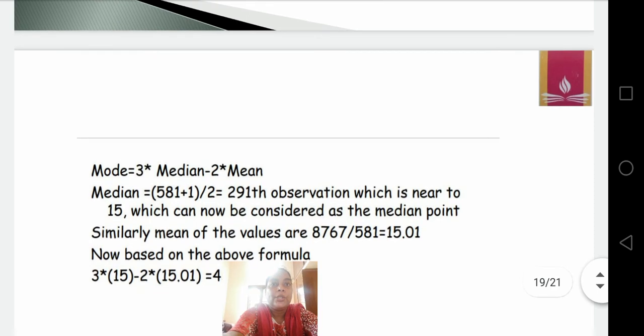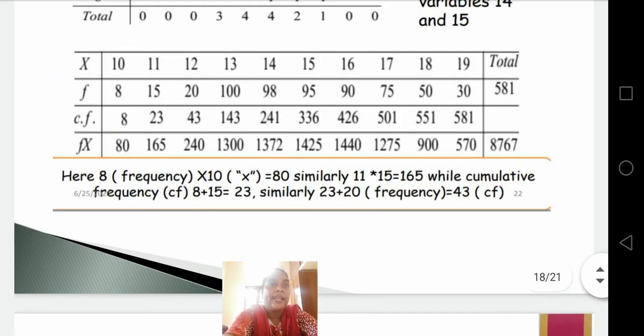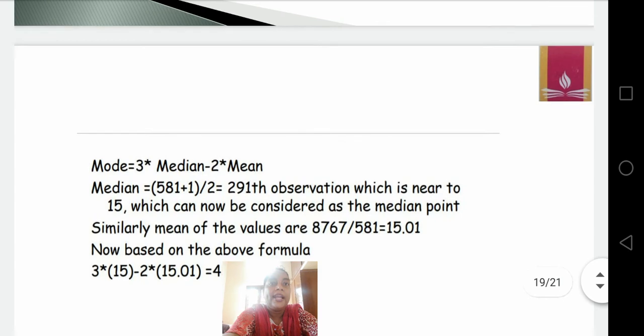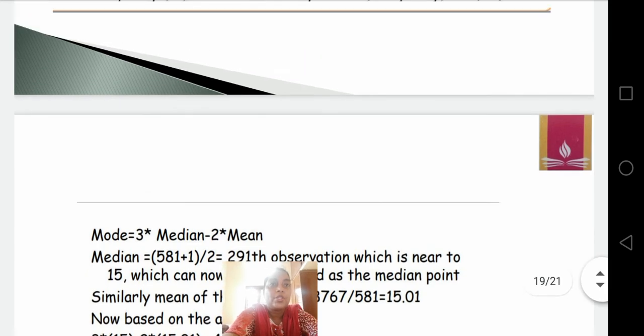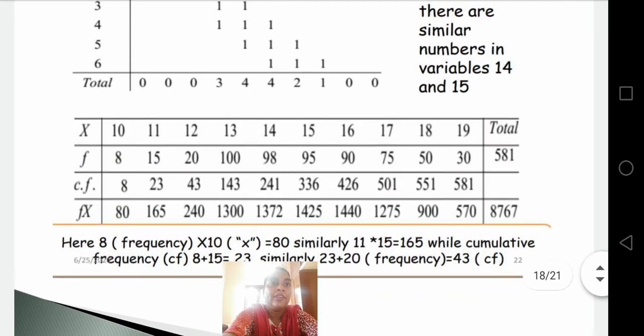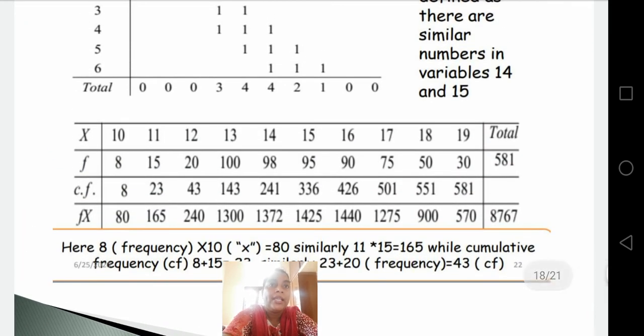Mode is equal to 3 median minus 2 mean. So here for the median, the total is 581. 581 plus 1 divided by 2 means 291 is the value we get. So we look for the 291st value. The 291st value will lie somewhere here.